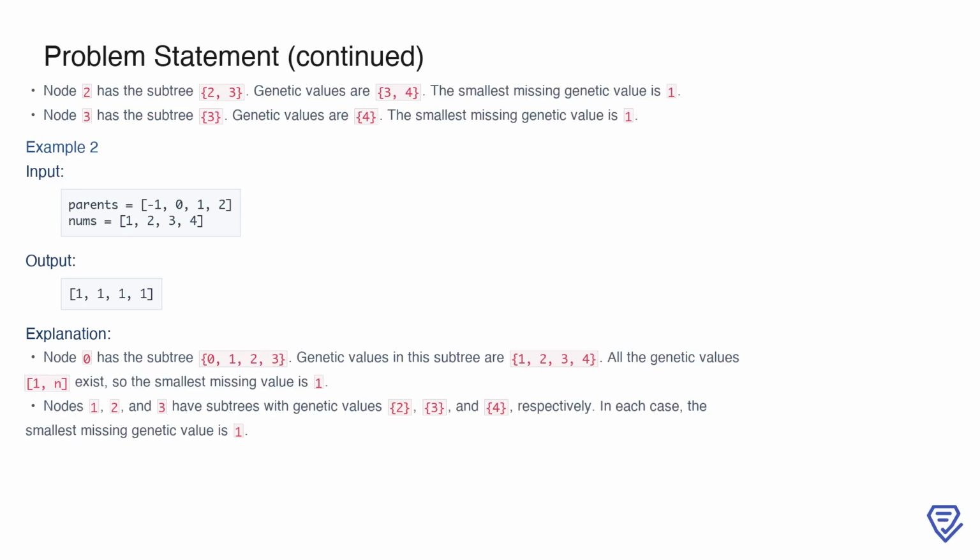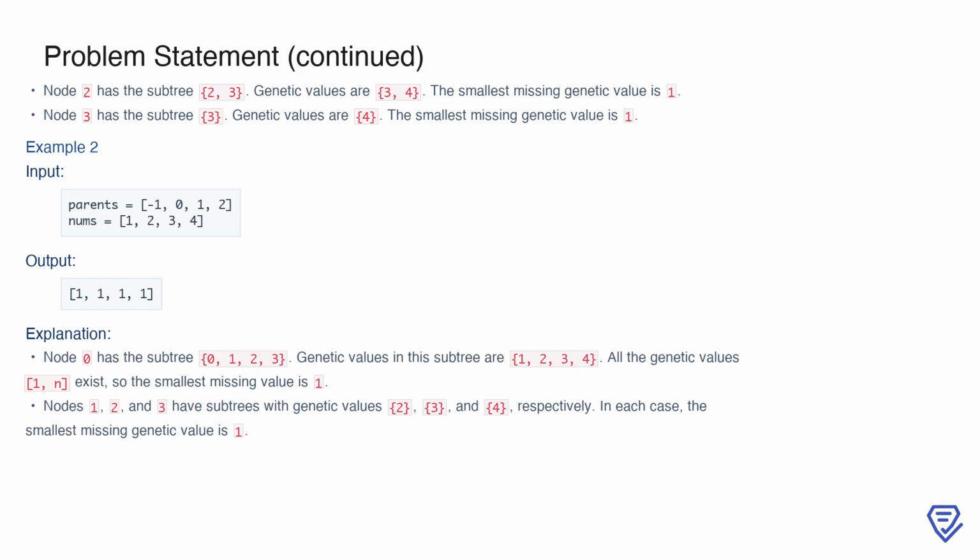Building on this, here's another example. For the input parents equals -1, 0, 1, 2, and nums equals 1, 2, 3, 4, the output is 1, 1, 1, 1. Let's analyze why. Node 0 has the subtree 0, 1, 2, 3, and the genetic values in this subtree are 1, 2, 3, 4. Since all values from 1 to n are present, no genetic value is missing, so the smallest missing value is 1. For nodes 1, 2, and 3, their subtrees contain genetic values 2, 3, and 4, respectively. For all of these, the smallest missing genetic value is also 1 because it is not present in any of these smaller subtrees.